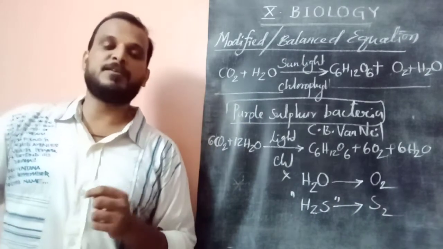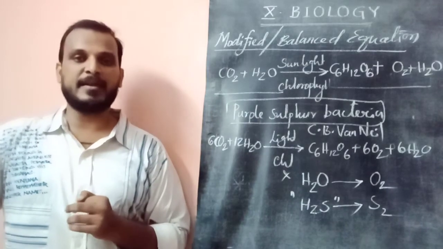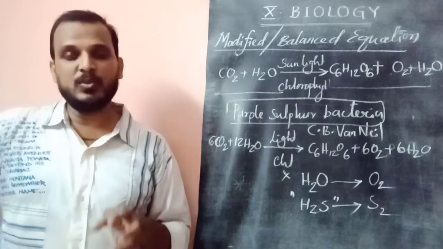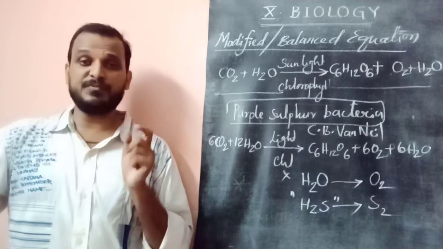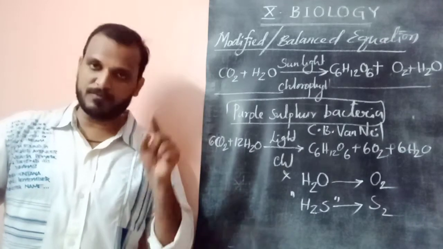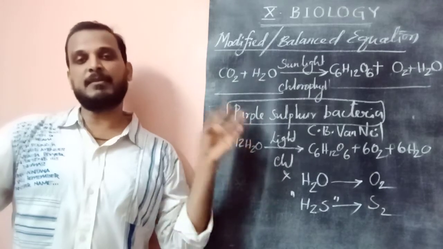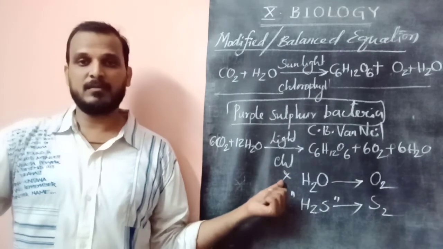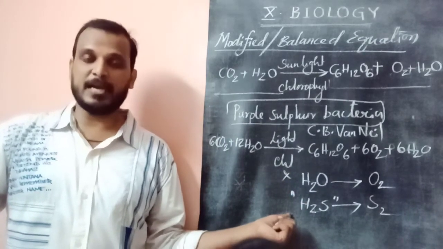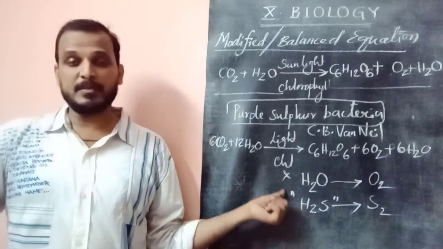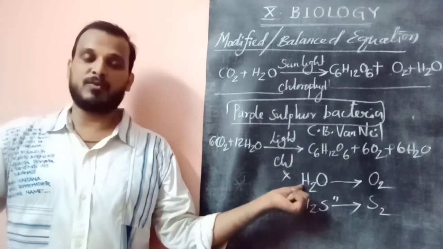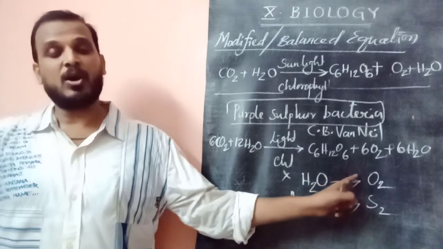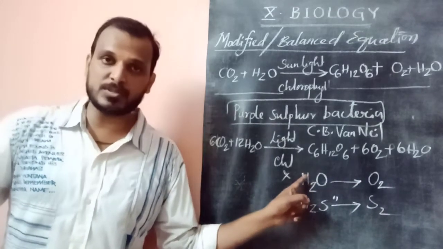Let me tell you in the bit form. What is the experiment material of C.B. Van Niel? Purple sulfur bacteria. While doing photosynthesis, which material do they use? Instead of water, they use a material called H2S, hydrogen sulfide. As purple sulfur bacteria use H2S instead of water, which gas does it release? Sulfur it releases, instead of the oxygen released in plants where they use water.